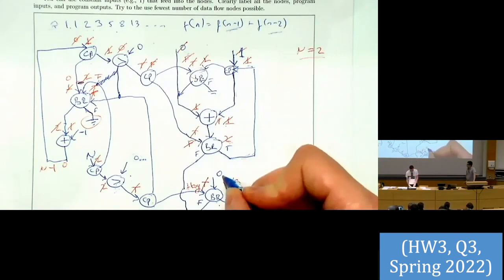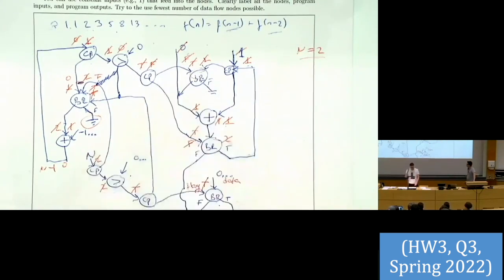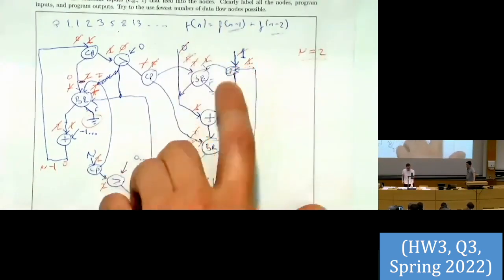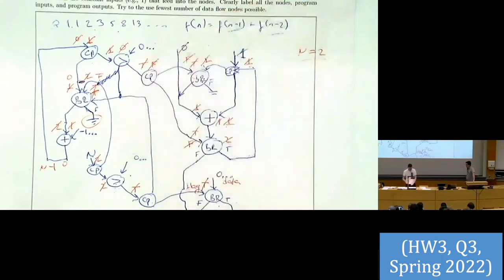So same here, and same here, -1. Okay, so those are all streams, but those are initial values, this 0 and this 1. So this is also a stream. I guess we need to make the notation more clear. Okay, I think we'll continue with other questions.